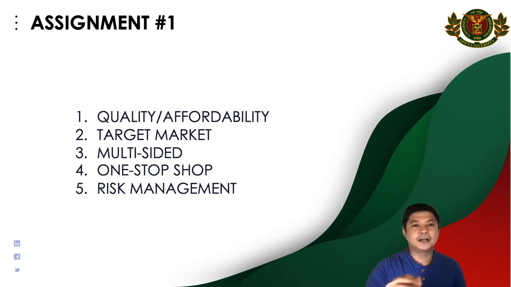Okay, now on assignment number one, general comments for all of the submissions. So I just want to highlight five observations that I've made. So first, I'm quite happy that there is no mention of the paradox between quality and affordability.